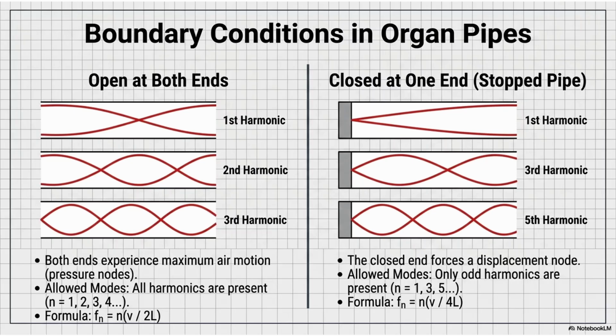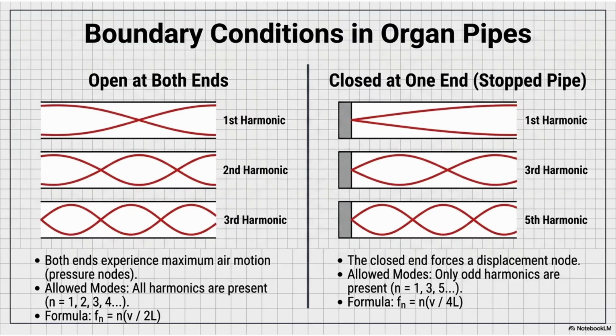The closed end forces a displacement node, a high pressure zone, but the open end forces a pressure node. Because the boundary conditions are mismatched, an even number of wave segments can never perfectly fit inside. So it only allows odd harmonics. Yep. 1, 3, 5, and so on. Exactly. And the formula changes to Fn equals n times V over 4L.